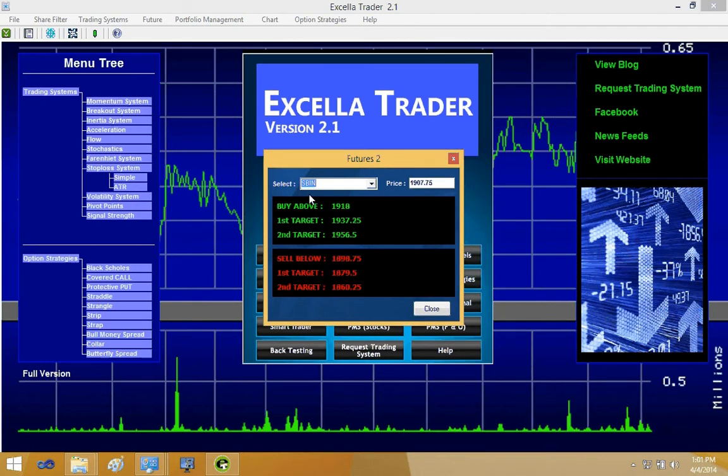Suppose the share is going above 1,918, then the first target will be 1,937. Coming to the selling, if the share price comes below 1,898, then it will be a sell signal and the target will be 1,879. So we are closing this window.